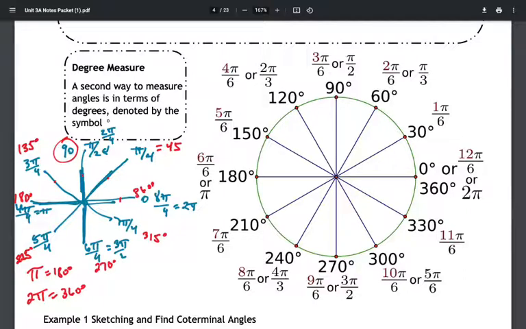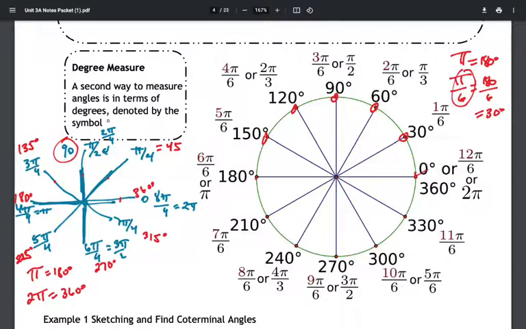Okay, so over here on the right, we have a picture already drawn for you where they're counting in increments of 30. So we've gone from 0 to 30 to 60 to 90 to 120. We're just adding 30 degrees every time. Well, if we know that pi is the same thing as 180 degrees, then pi over 6 is like saying 180 divided by 6. Well, that's 30 degrees. So now we're going to be counting in increments of pi over 6.